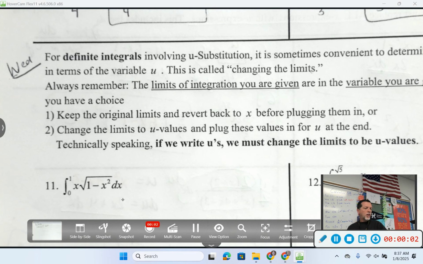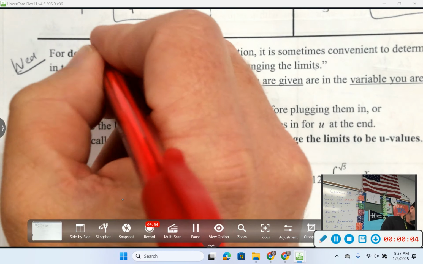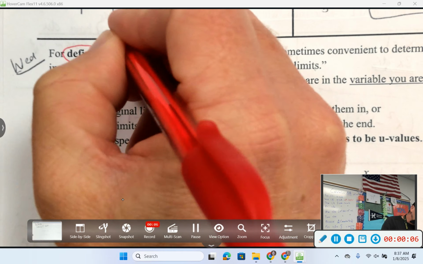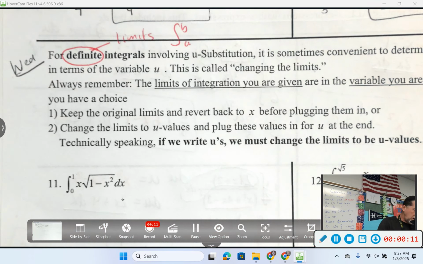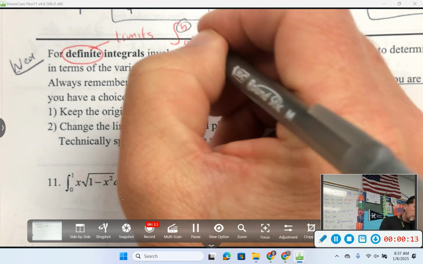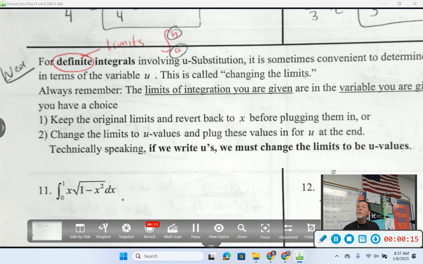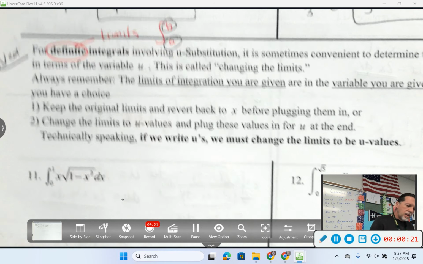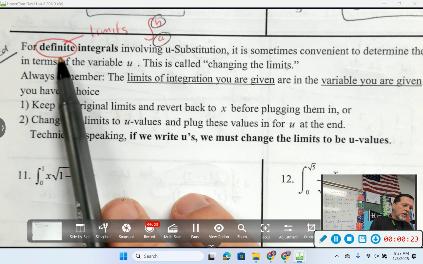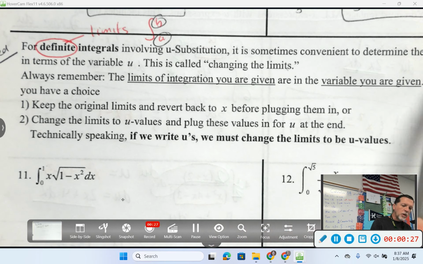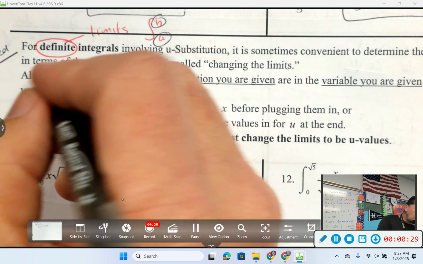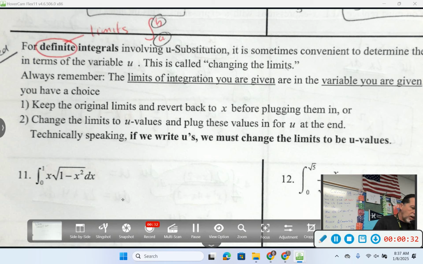And the new thing for today is definite integrals, meaning we've got limits, A and B. So we won't have plus C as an answer, but we will have to plug in the top minus the bottom. For definite integrals involving u-substitution, it's sometimes convenient to determine the limits of integration in terms of the variable u.